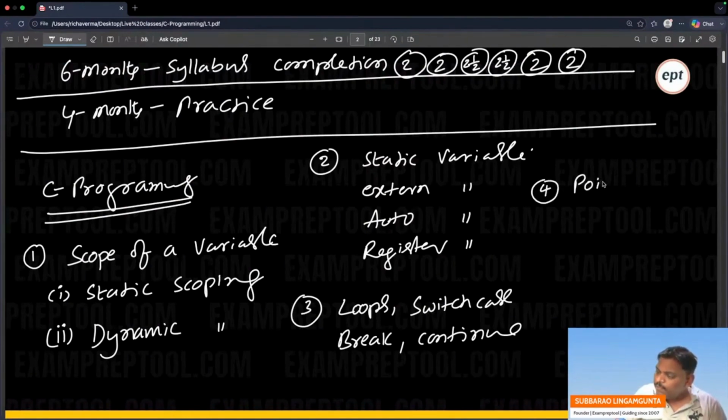Fourth chapter, pointers. It's a very, very important one. Fifth one, structures and union.